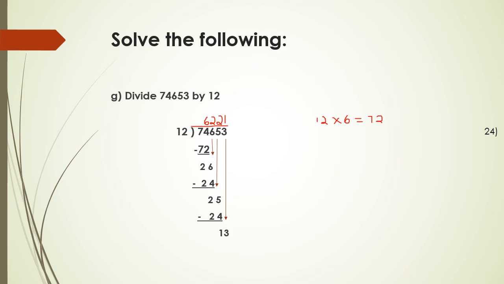In 13, how many 12s are there? So 12 times 1 is 12. You will get 12 in the dividend. Now you have to subtract 13 minus 12. You will get the number as 1. So now you will get the remainder is 1 and the quotient is 6221.